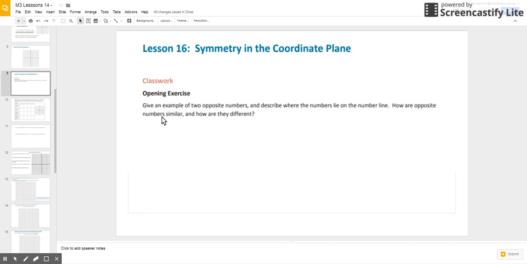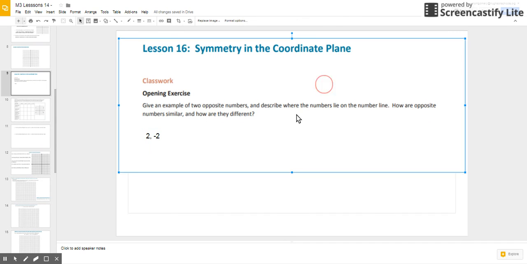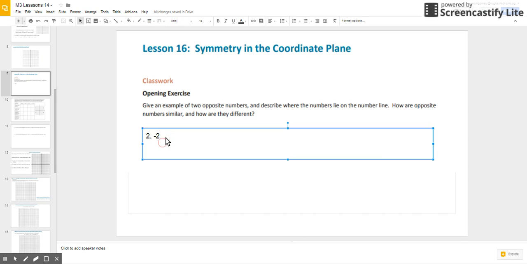How are the numbers similar and how are they different? So if we think about it, we want to come up with an example of two numbers that are opposites of each other. Well, I would say 2 and -2 are opposites of each other. Now, what makes them opposites? They're opposites because they have the same absolute value, and one's positive and one is negative.